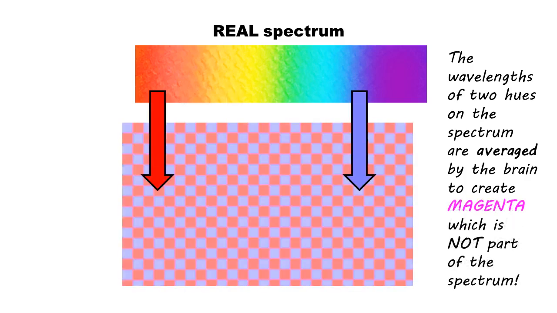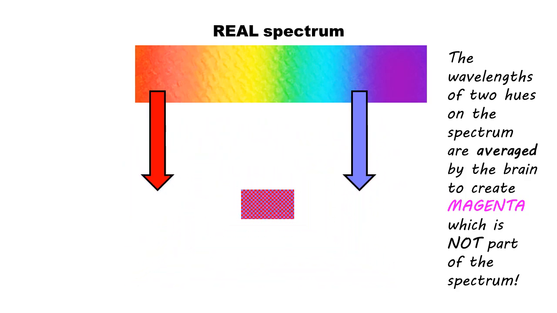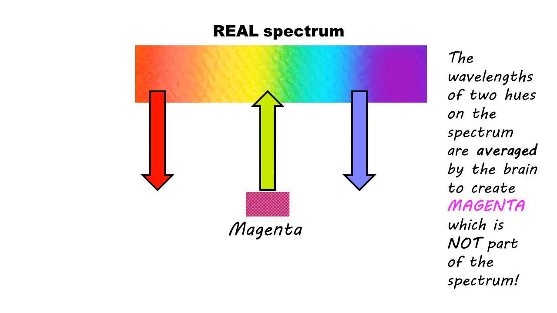However, if we take red and blue, the wavelengths of these colours are averaged by the brain to create magenta, which is not part of the spectrum. The average of the wavelengths of red and blue is a type of yellow-green colour. But the cones in our eyes aren't detecting the wavelength of green at all, so our brain compensates by the clever trick of presenting us with a made-up colour that doesn't have its own wavelength and is not on the visible spectrum at all.